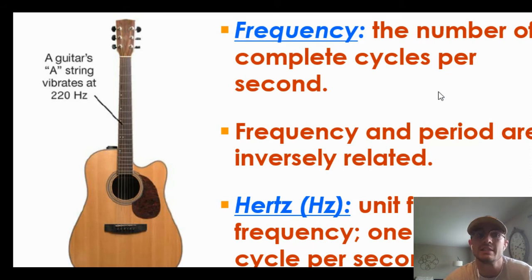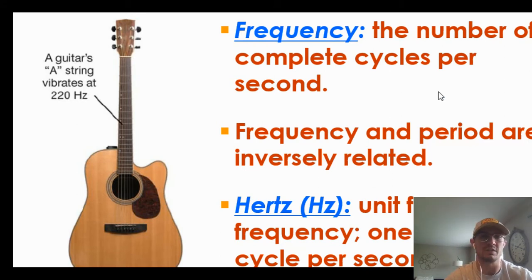Frequency is the exact opposite. Frequency is the number of complete cycles per second. So how many times you go back and forth per second. If you're talking about a swing, you're probably going from one side to the next and back. It probably takes longer than a second, right?